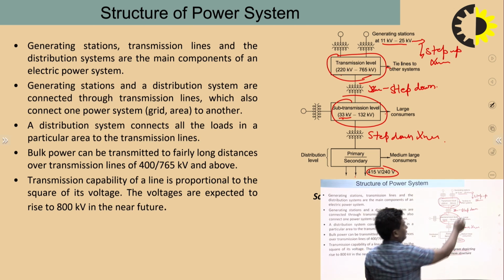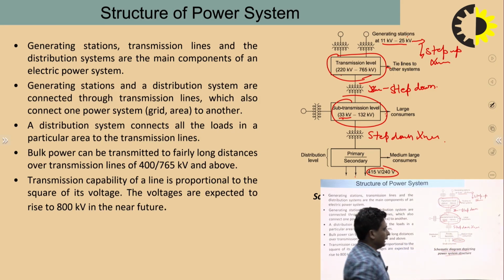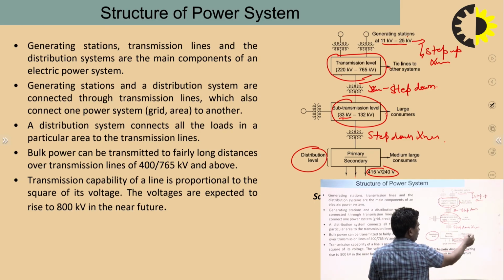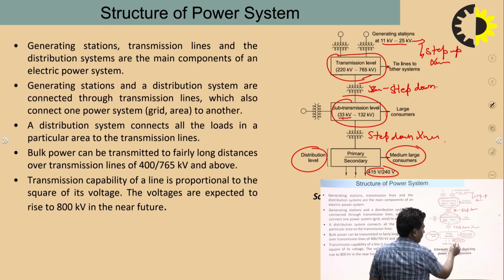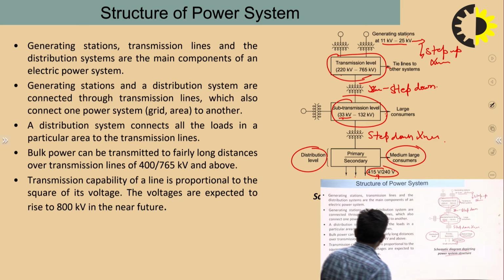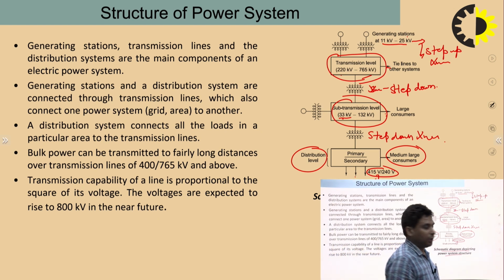Here we can say the generation station is transmitted to the transmission line through the transformer, and then after that to the sub transmission level where the large consumers are available. Then again we further step down this voltage level for the distribution level, the medium large consumers, and then after this it is reduced for small consumers like homes. So that is all about the structure of the power system.